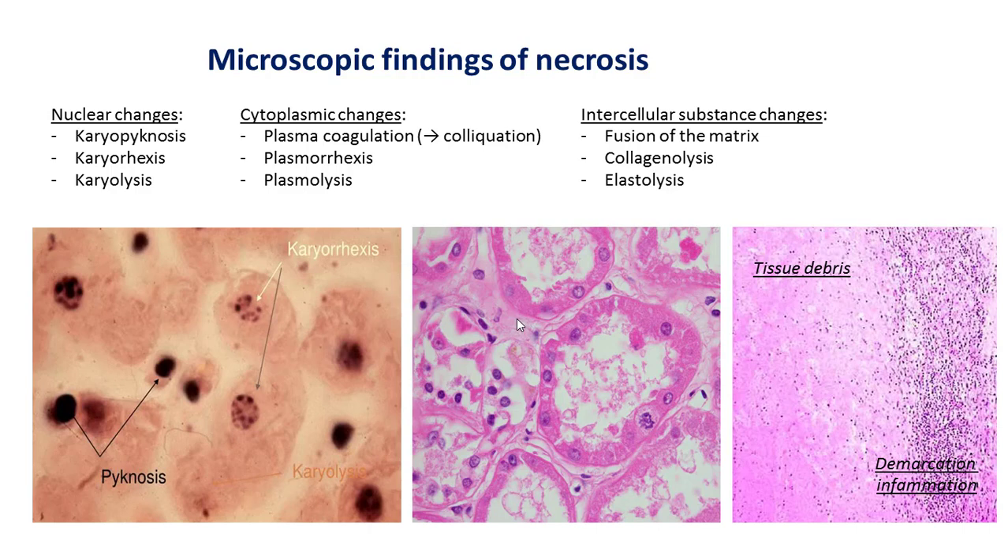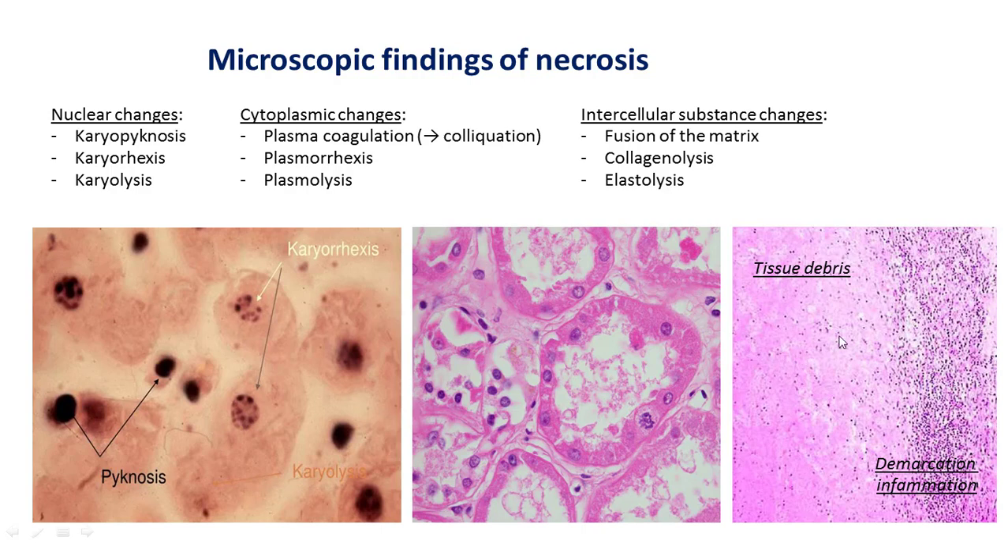What changes occur in the intercellular substance? They are fusion of the matrix, that is, fusion of the intercellular space, collagenolysis and elastolysis, which are fusion of collagen and elastic fibers. These processes lead to homogenization of the intercellular substance, microscopically presented usually by light eosinophilic homogeneous masses. This dead substrate of tissue is called tissue debris.